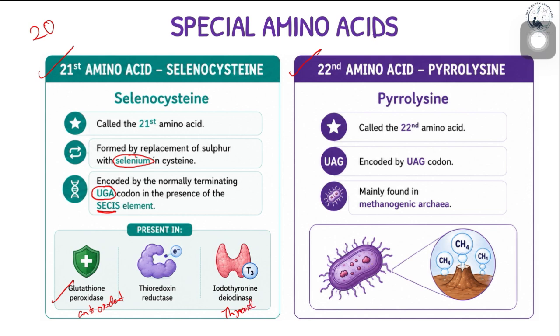So this pyrrolysine is the 22nd amino acid which is coded by a codon known as UAG. So again it is also a stop codon, okay, and it is found in methanogenic archaea. So UGA is your selenocysteine and UAG is your pyrrolysine.